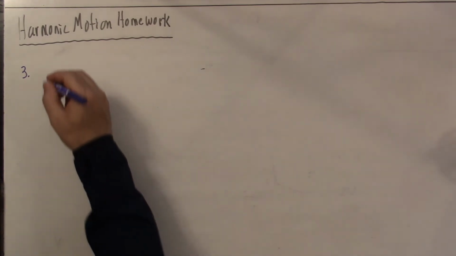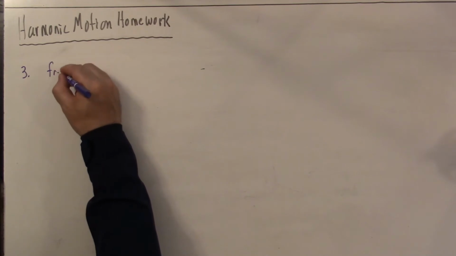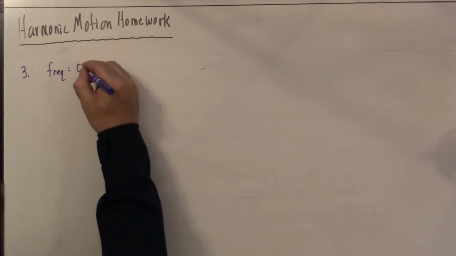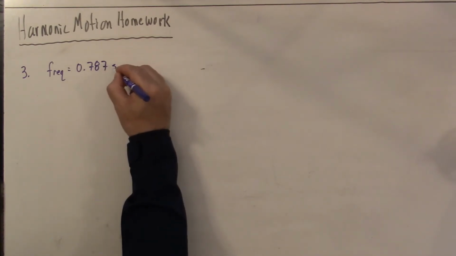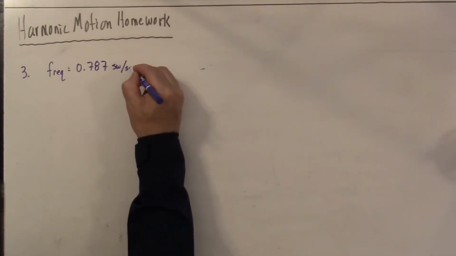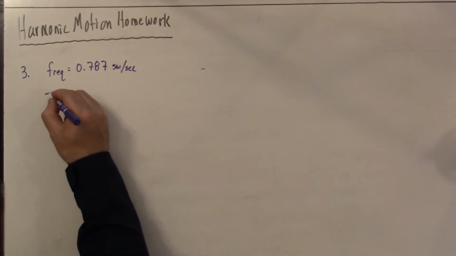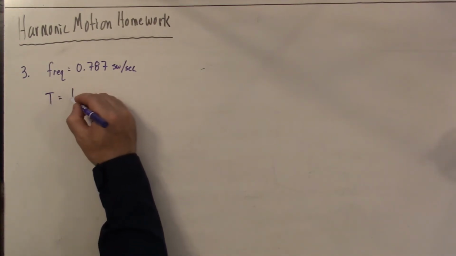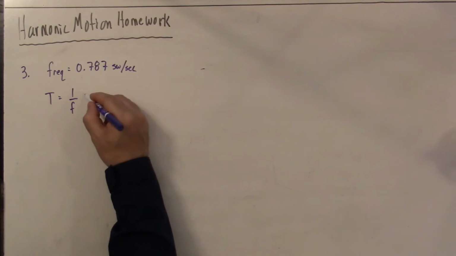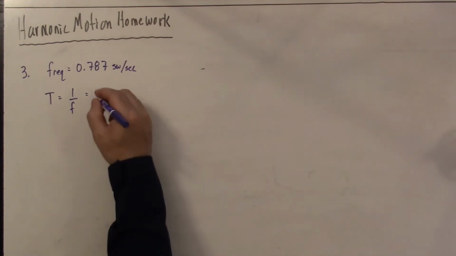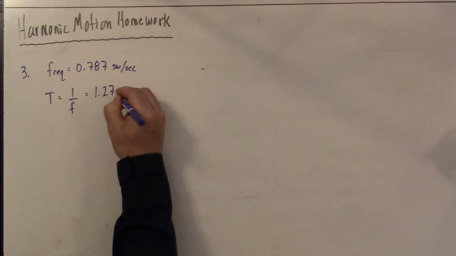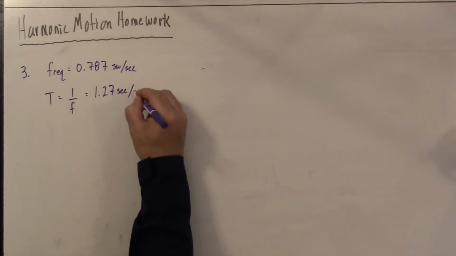Find the period. Well, it tells us that the frequency is equal to 0.787, and that's swings per second. So to get the period, I'm going to use the same rule we used in the last problem, which is 1 over the frequency. So that would be equal to 1.27 seconds per swing.